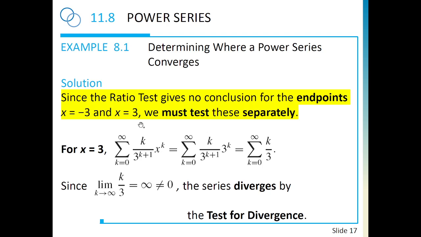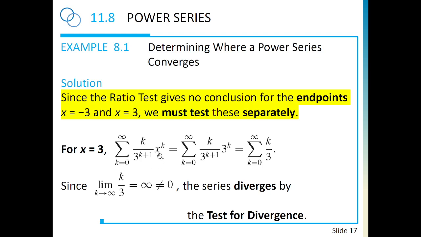Maybe the series converges in one of them, maybe it diverges in both, maybe it converges in both. I don't know, I need to study one at a time. So here we can pick any one to start first, it doesn't matter, we need to check both of them. So for x equal 3, what do I do here?